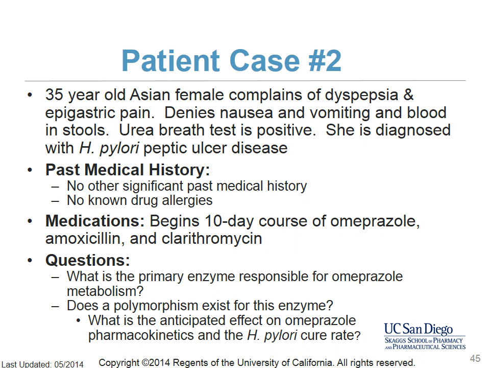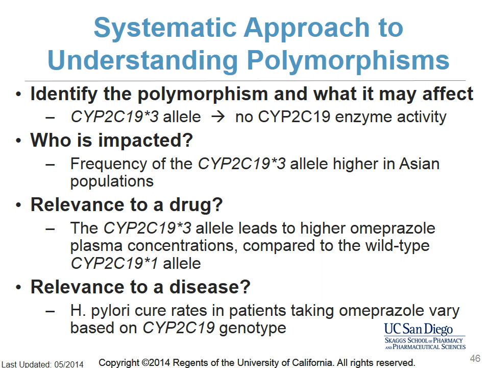Questions to consider include the following. What is the primary enzyme responsible for omeprazole metabolism? Does a polymorphism exist for this enzyme? And what is the anticipated effect of a polymorphism on omeprazole pharmacokinetics and H. pylori cure rate? Let's apply our systematic approach to this patient case. First, identify the polymorphism and what it may affect.